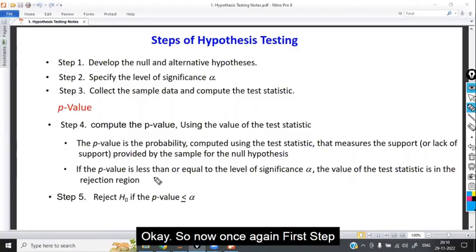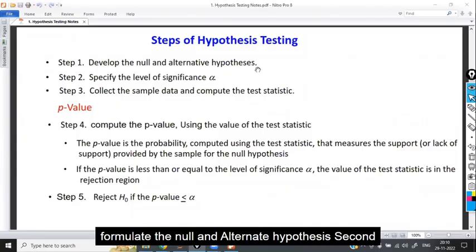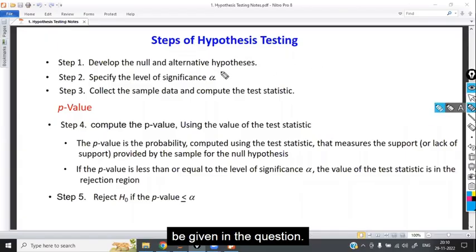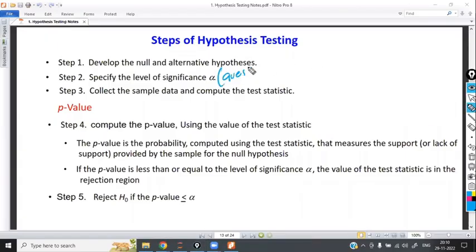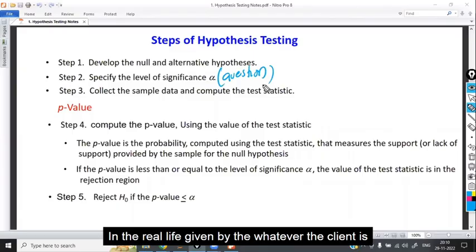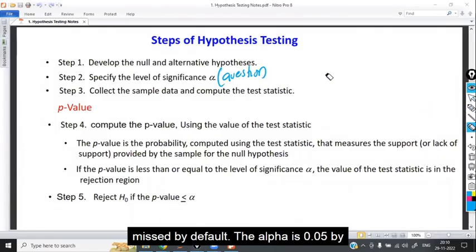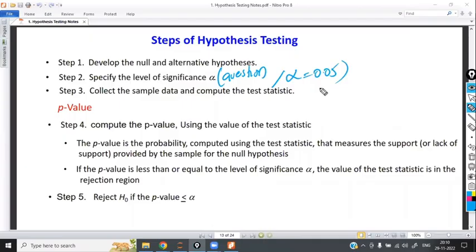Okay. So now, once again, first step, formulate the null and alternate hypothesis. Second step, specify the level of significance. This will be given in the question. In real life, it is given by the client based on client requirement, or if the client has not given anything, then by default alpha is 0.05.